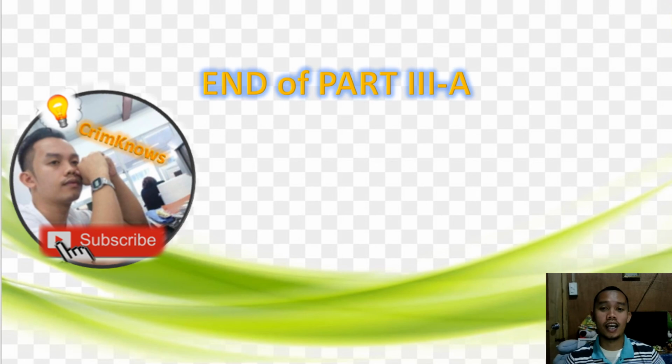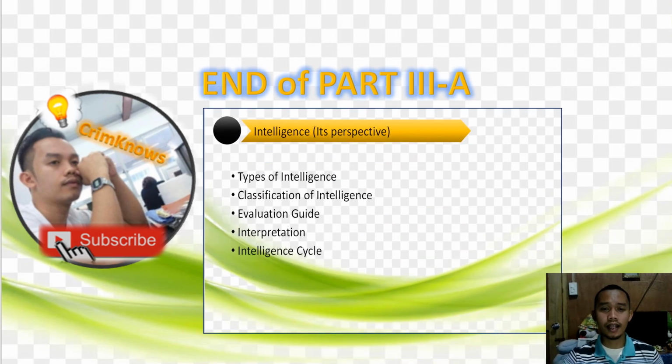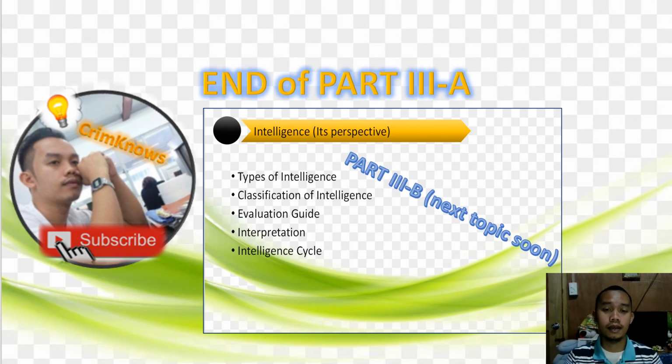Okay, tapos na tayo sa part 3-A of this scope, which is the intelligence and its perspective. So, hopefully you've learned a lot or even a bit of our discussion today. And for the next topic, still on the intelligence and its perspective, but this is for part 3-B as our next topic soon. So, abangan nyo to sa next presentation natin kasi we will be going to tackle the types of intelligence. Under kasi dito sa types of intelligence, we will be able to differentiate the types of intelligence to one another. Kasi under dito, meron tayong strategic intelligence, tactical intelligence, order of battle intelligence, police intelligence, military intelligence, national intelligence, and so on and so forth.